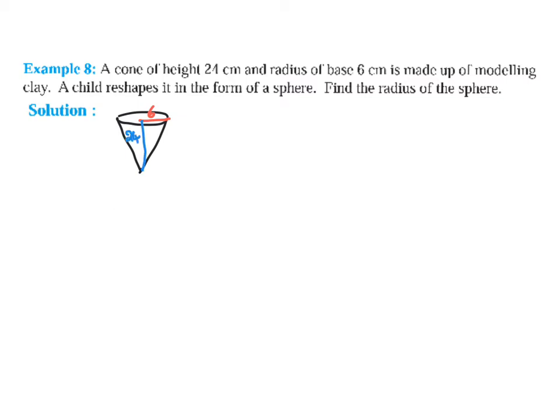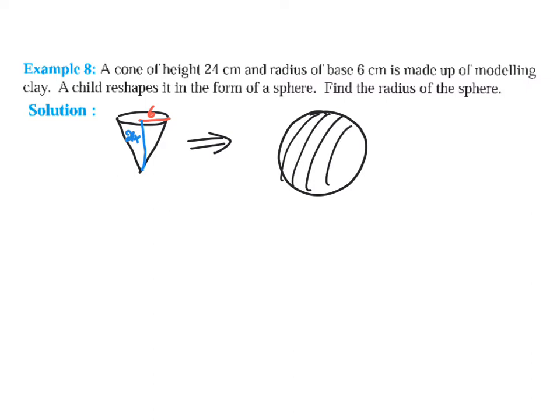Now the child wants to reshape this cone into the form of a sphere. A sphere is like a ball. The question is, find the radius of the sphere. Now we know that when a toy or any solid is changed from one shape to the other, the volume remains the same. So what is the volume of the cone? It is 1/3 pi r squared h.